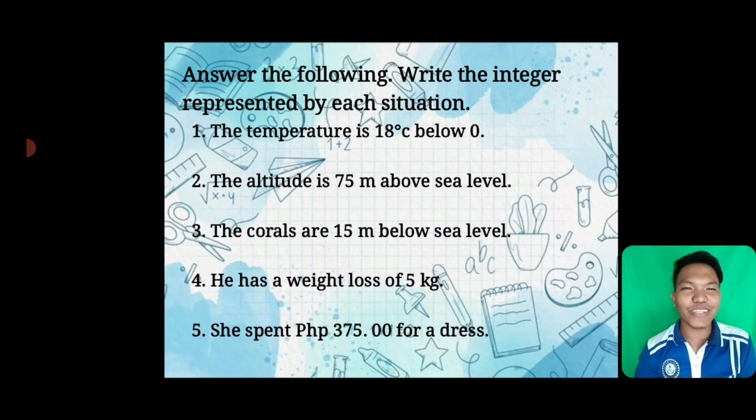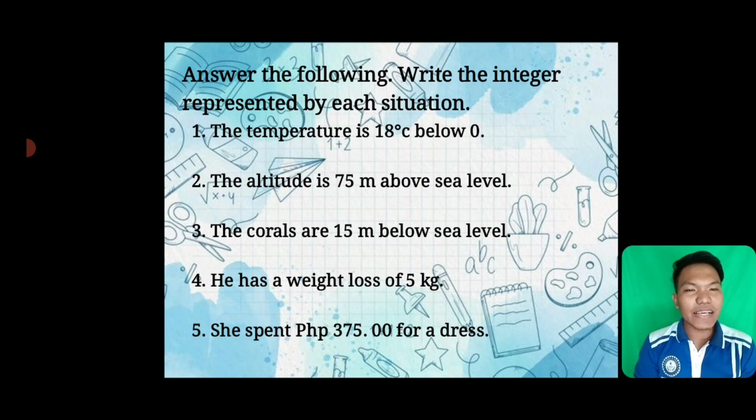Class, if you truly understand our topic for this morning, I want you to answer the following. Write the integer represented by each situation. Okay? We will check if you answered those questions. So for number 1, the temperature is 18 degrees Celsius below 0. Number 2, the altitude is 75 meters above sea level. Number 3, the corals are 15 meters below sea level.